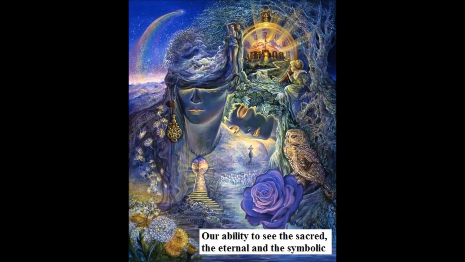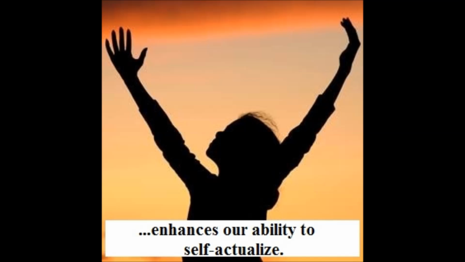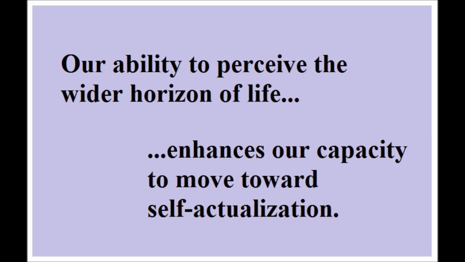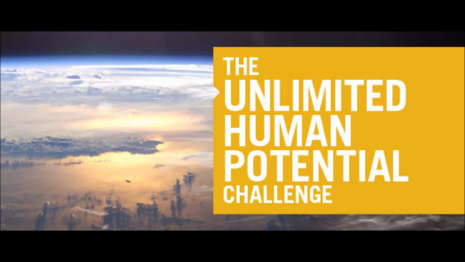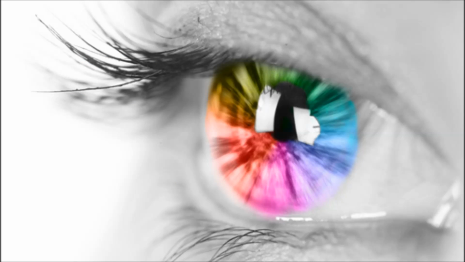That's because our ability to see the sacred, the eternal, and the symbolic, as he puts it, actually fosters and enhances our opportunities to experience it. In this regard, Maslow draws a linkage between our capacity to see things holistically on one hand and self-actualization on the other. All in all, much of Maslow's thought circulates around the idea of acknowledging and fulfilling our human potential, and self-actualization is basically a way of characterizing it.